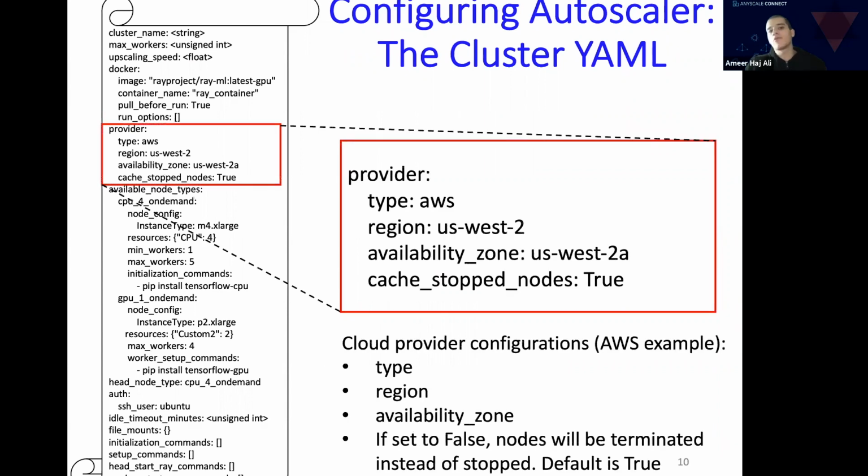And then you have the cloud provider fields, where, for example, here I provided an example in AWS, where you have to provide type, region, and availability zone, and you can also provide cache stopped nodes, which is activated by default. What cache stopped nodes does is, when you terminate a node, it doesn't actually terminate, it goes to a stopped state. So the next time you scale up, you reuse the stopped nodes and therefore you start faster, and it's activated by default.